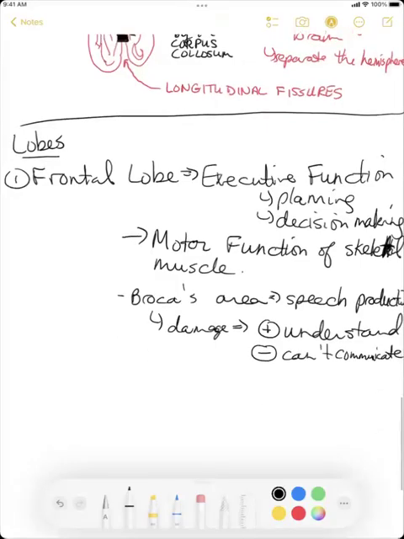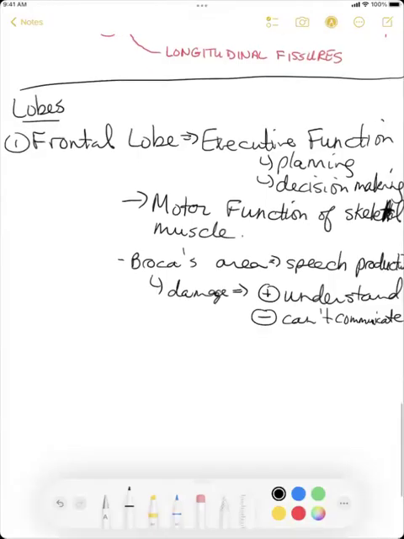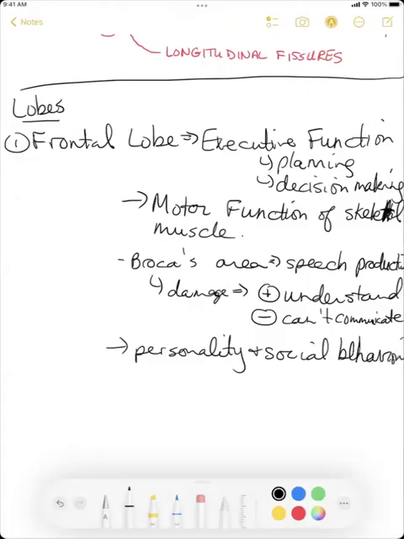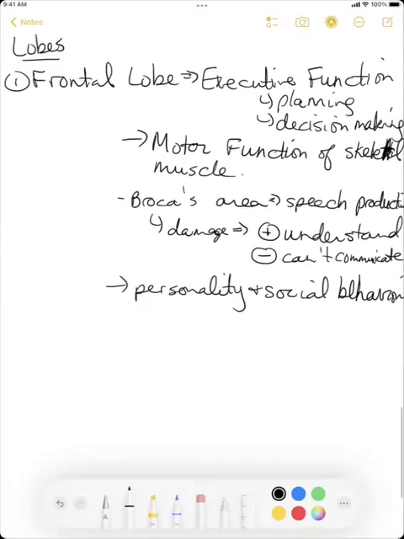The frontal lobe also has an important function in personality and social behavior. People who start to have degeneration of their frontal lobe often have changes in personality, often have changes in social graces, social behaviors. And sometimes this could be subtle. It could be a subtle change in personality that a person might notice or loved ones might notice, and that could indicate there's an issue with the frontal lobe.